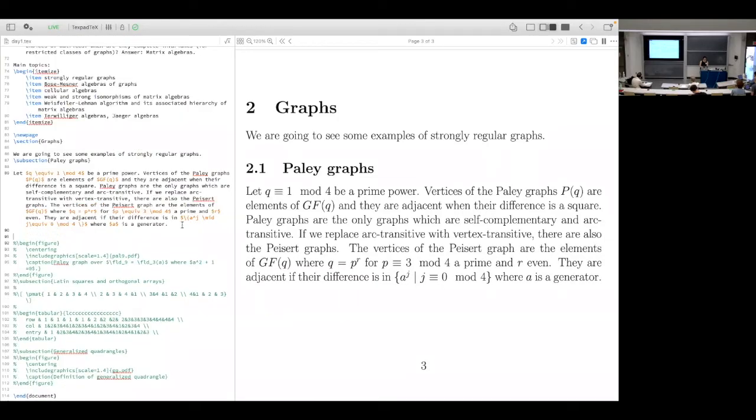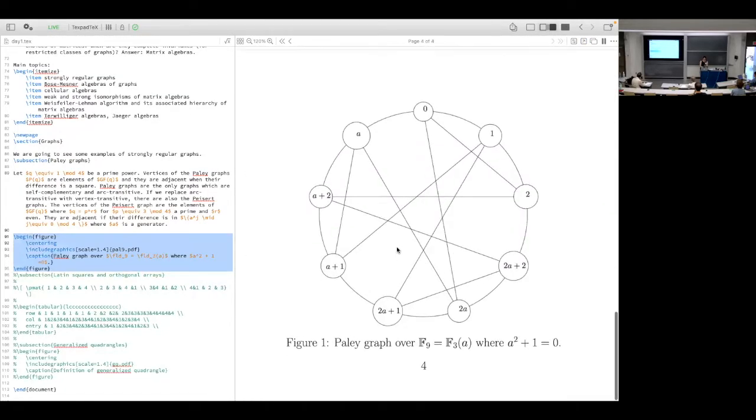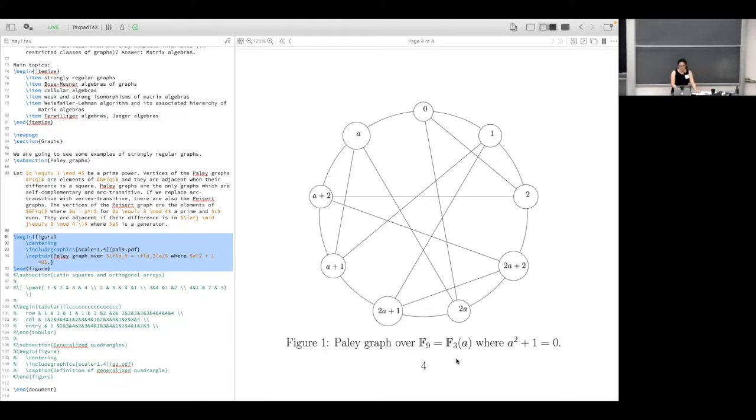So these are two graphs that are very similar, and they're so similar that the smallest example, which is also the biggest example that I am able to draw for you, they happen to coincide. So that's this guy right here. Here we have the elements of F9, which is constructed as a Galois field of F3 adjoining this element A, where A squared plus 1 is 0. And then the vertices are just the elements of this field, but it's very small. So you can verify that everywhere I've drawn an edge, the difference is okay.